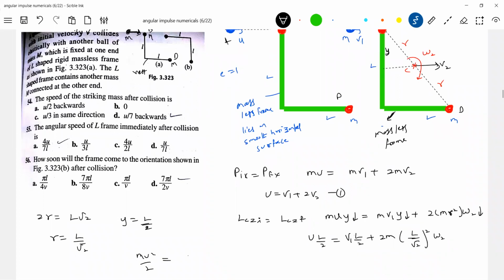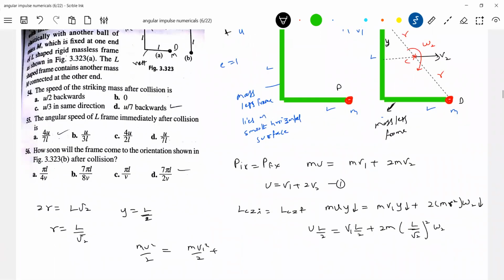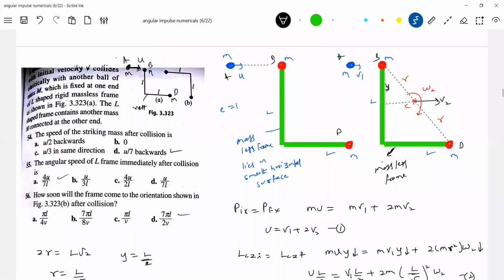mu square by 2 is equal to mv1 square by 2, plus the kinetic energy of the center of mass of the system, 2m v2 square by 2, plus 2 m r square by 2 into omega 2 square. So this is equation 3. Solve equations 1, 2, 3 together to get the required answer. If you get a negative value, that means it will rebound towards the left. Then the angular speed of the L frame immediately after collision is omega 2.